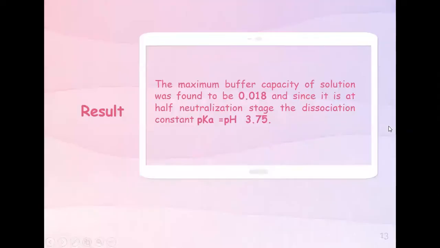Then the result: the maximum buffer capacity of the solution was found to be 0.018. The dissociation constant pKa is equal to the pH, that is 3.75.